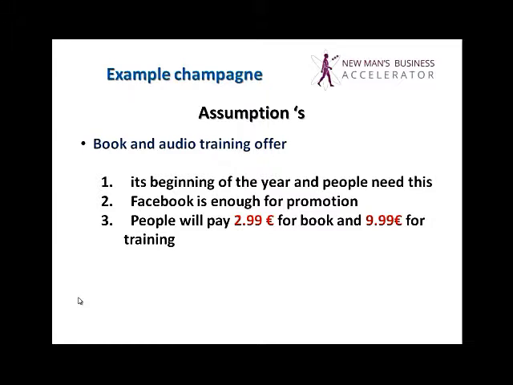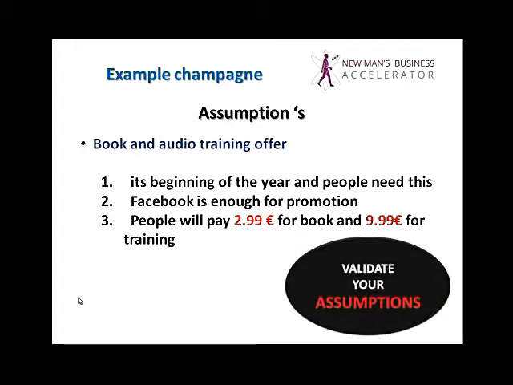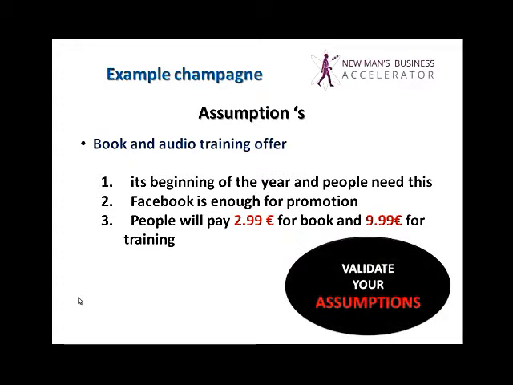My product is my book and my auto training offer. The first assumption is that it's the beginning of the year, still starting in February, and people will be interested to learn how to set up and accomplish their goals. The second assumption is that Facebook will be enough for the promotion to sell enough copies to make a profit for myself. And the third assumption is my offer and price, 2 options: $2.99, and $9.99 for the full training. And this is what happened. So these are the assumptions and our idea of what I'm doing.